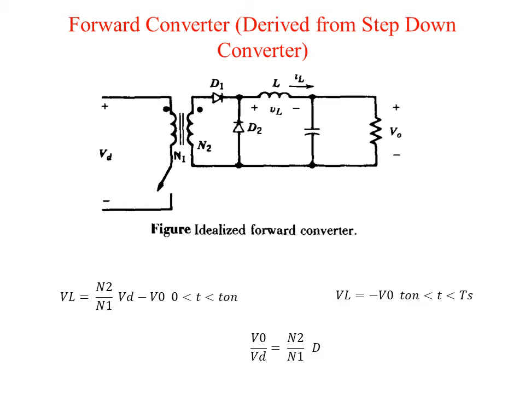Thus, this equation shows that the voltage ratio in a forward converter is proportional to the switch duty ratio D, similar to that of a step down converter. Another way to obtain the ratio is to equate the average value of VL over one time period to 0, recognizing that the average value of VL is 0.